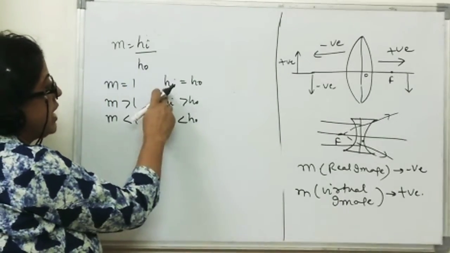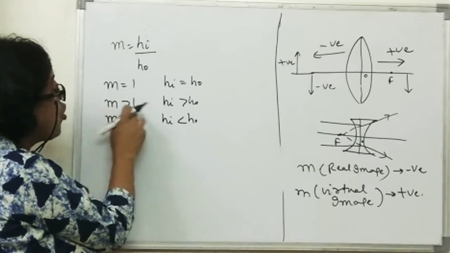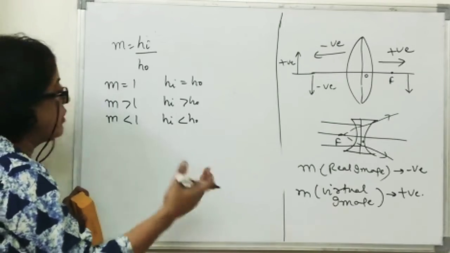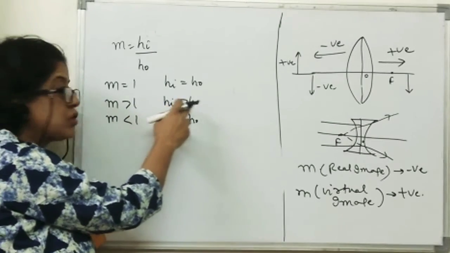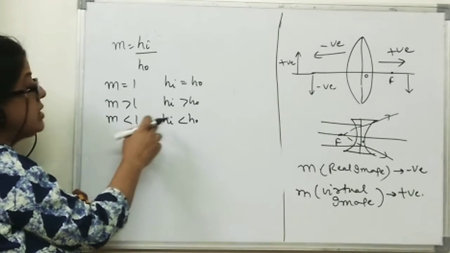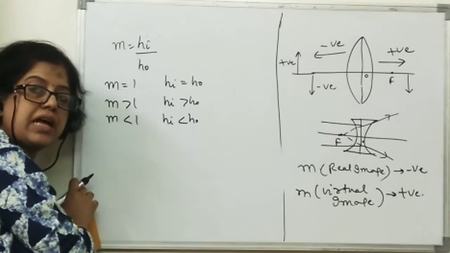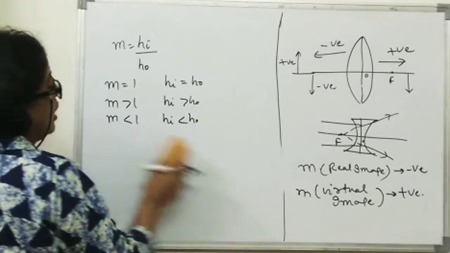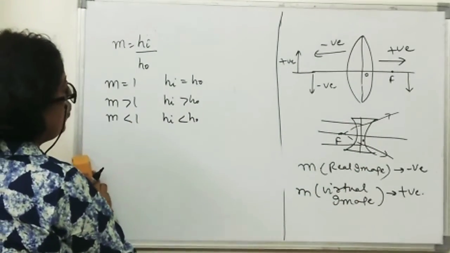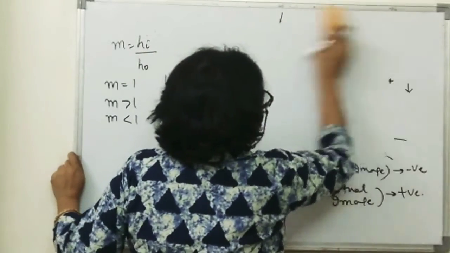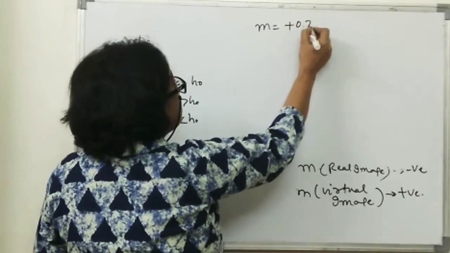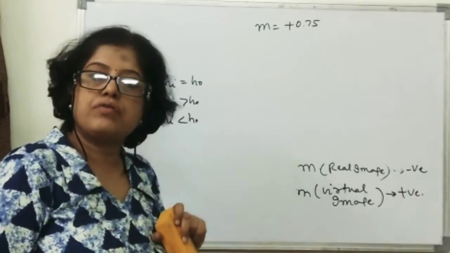That means M equal to 1 means height of image is the same as that of object. M more than 1 means, whatever the value may be, 1.52, 2.53, that means height of image is more than height of object. That means the image is magnified. Value of M less than 1 means height of image is less than height of object, that means image is diminished. And the sign, obviously we've already discussed what the sign of M indicates. So if I give you a value now, let's say M is plus 0.75. What is the nature of the image?